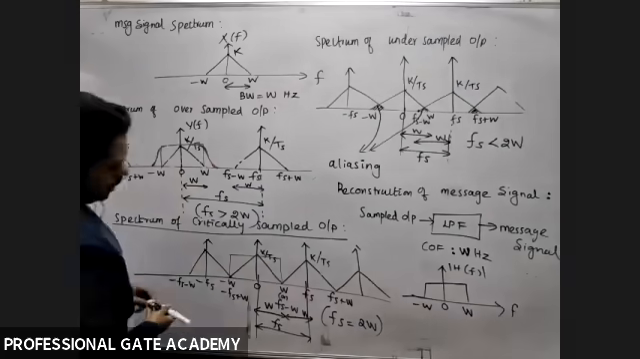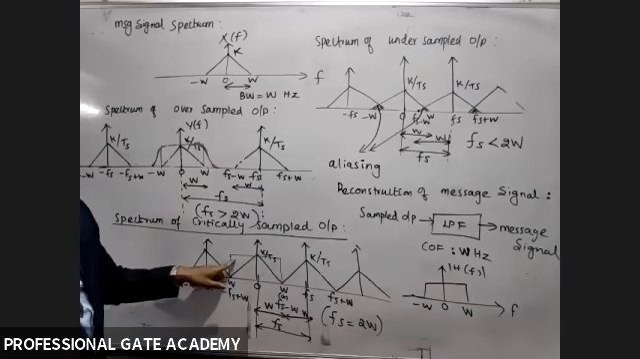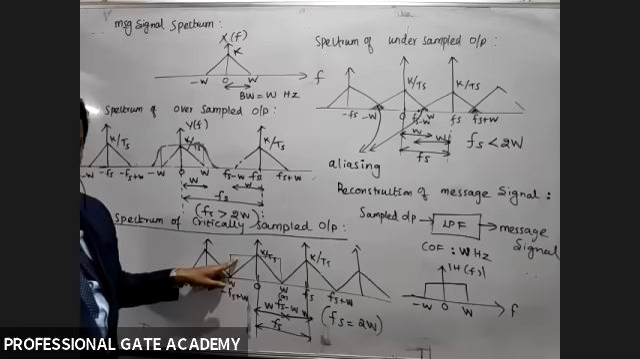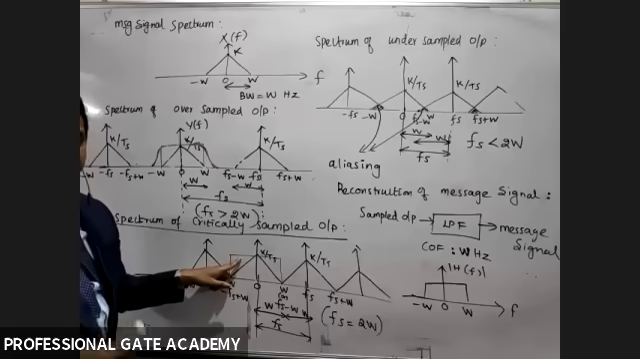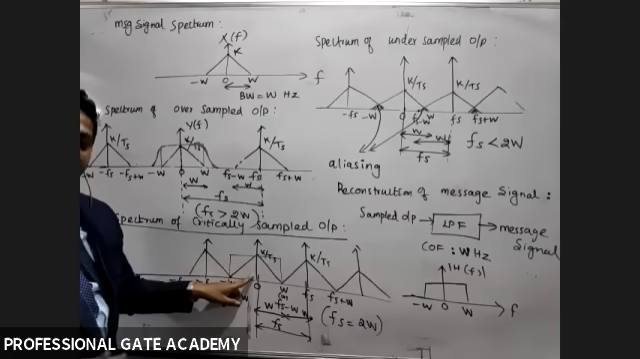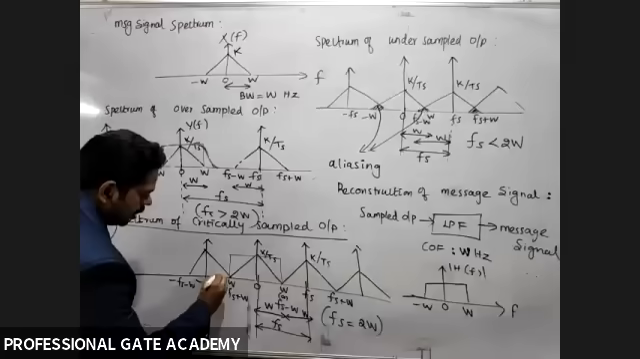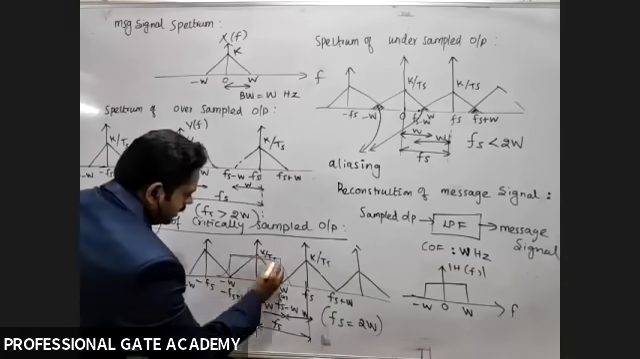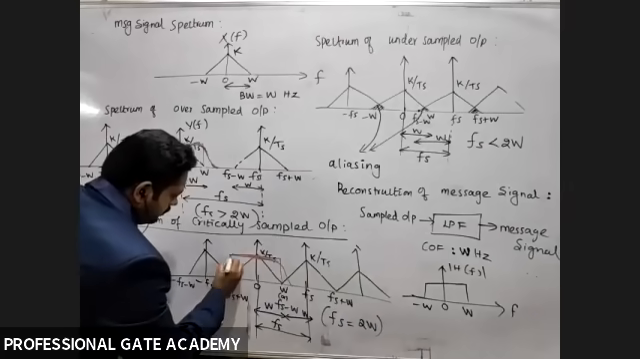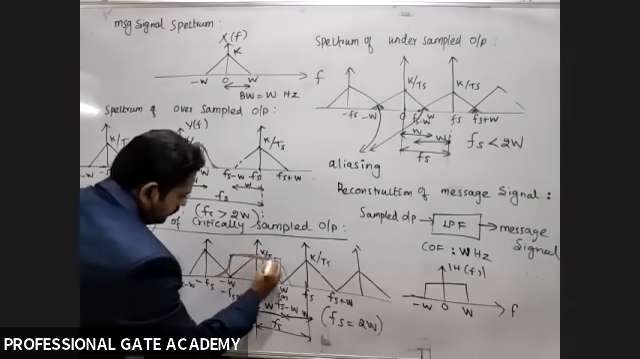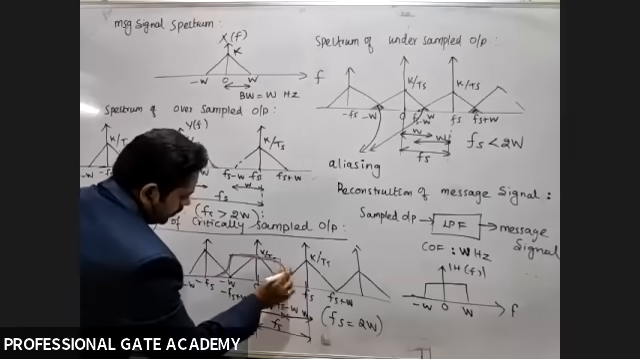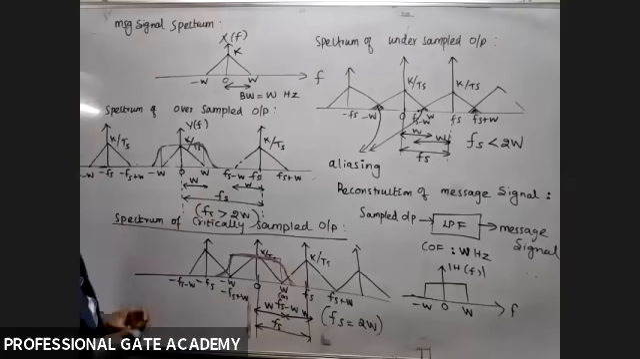Is it an ideal low pass filter or a practical low pass filter? Students, tell me. Ideal. This is the response of an ideal low pass filter, in which only the message signal is allowed. But practically, an ideal low pass filter does not exist. If you consider a practical low pass filter, what will happen? Aliasing.